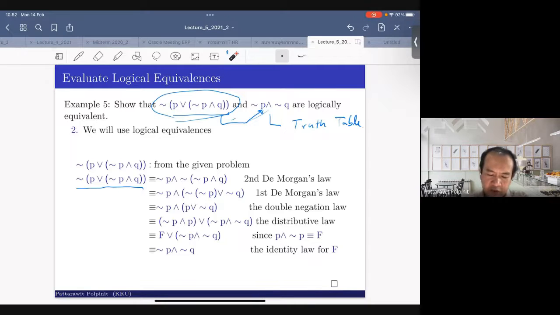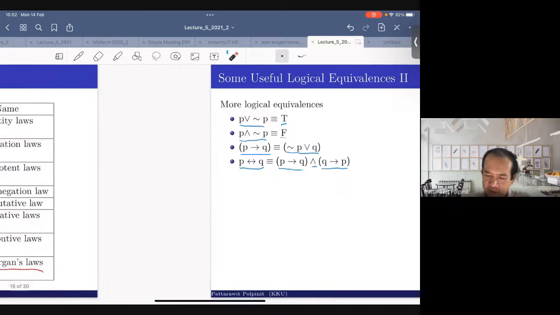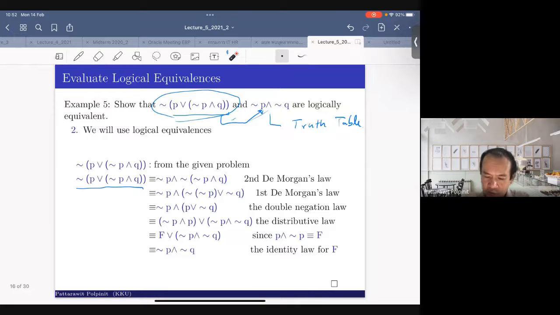So this one, you can actually distribute negation from outside to inside. So you get negation of P, you change OR into AND, and then you get negation of P and Q, right? And just make sure that I write down that the reason I can change from the left-hand side to the right side is the law that I took from the table here.